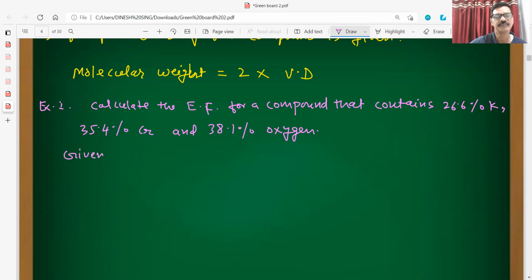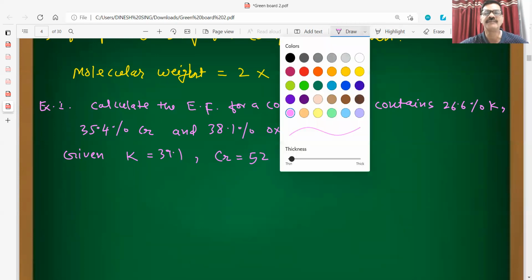Given the atomic mass of potassium 39.1, chromium 52, and oxygen 16. So this is the question given. He is asking only the empirical formula. So directly we can make the table in the similar way.